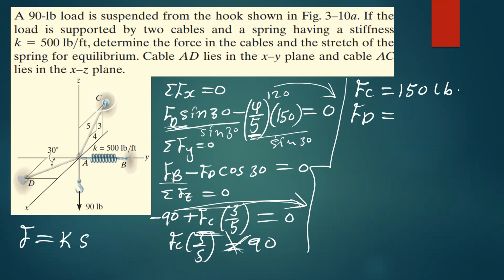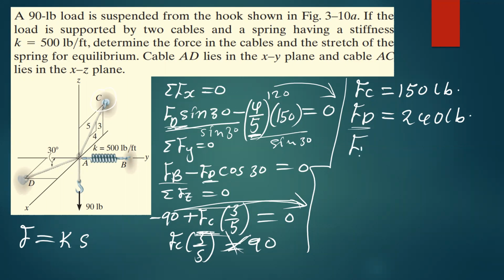So when you divide everything by sine 30, FD will remain on this side, and sine 30 is simply 0.5. When you divide that by 0.5, you have 240 pounds as the force here. Then we move on to this one. Now that we have FD, we can just replace it there.